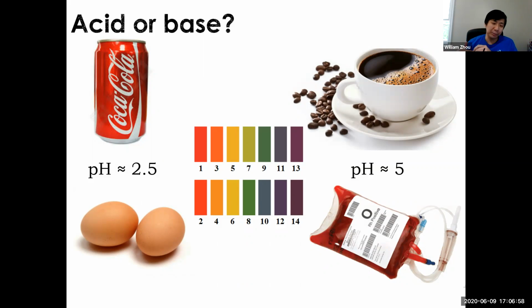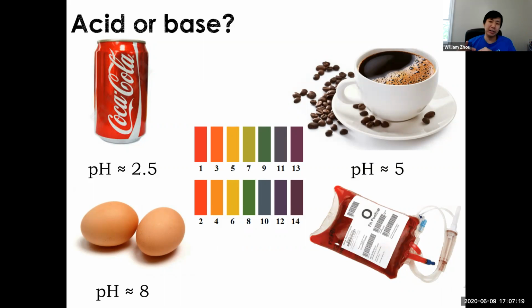Well, I hear no answers because probably you guys don't know. I didn't know until I looked it up. Eggs are kind of interesting. They're basic. If you crack open an egg and test the pH of the egg white, it's about 8. It's slightly basic. This is shocking because it's one of the few foods that are basic.